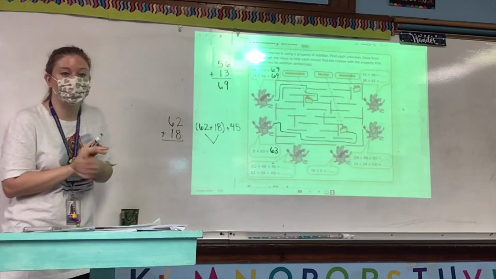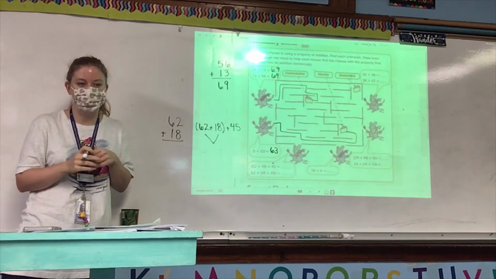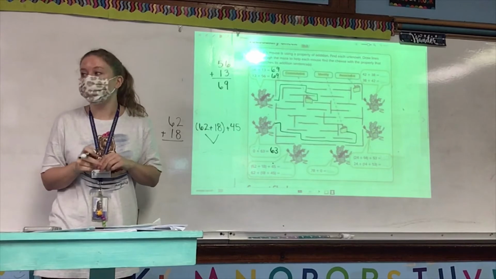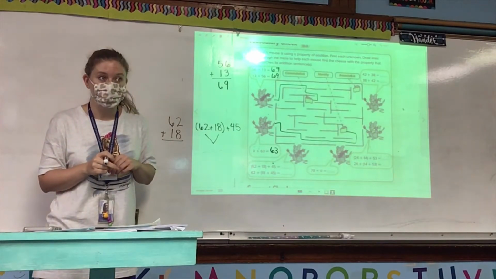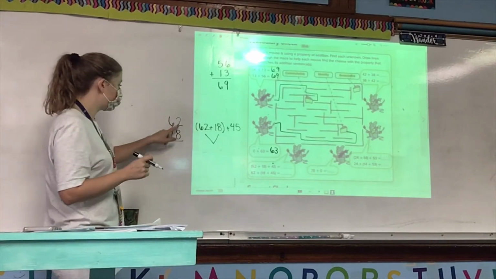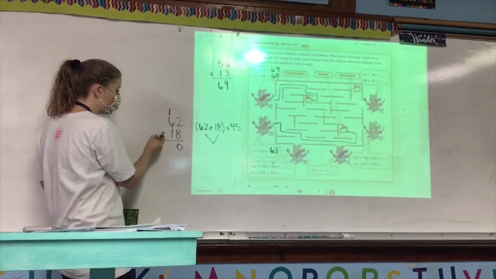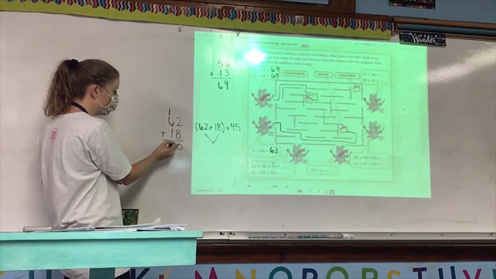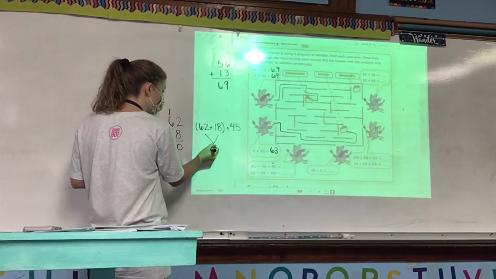This is what you guys should have shown your work. So that means if you did not show your work, use your red pen to show your work right now, because I reminded you, you needed to show your work. 2 plus 8 is what, Colin? 10. Regroup the 1 to the tens place. 6 plus 1 is what? 7. Plus 1? 8. So that means 62 plus 18 is? 80.